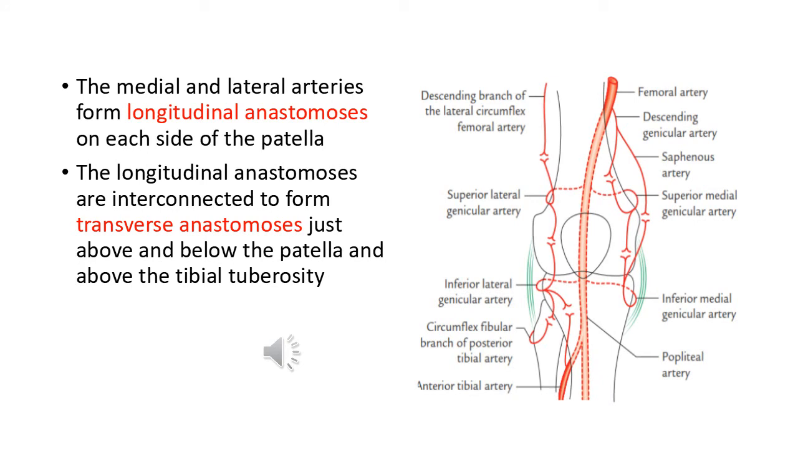On each side of the patella, we can see the longitudinal anastomosis by the medial and the lateral arteries. This longitudinal anastomosis that is seen on each side of the patella is interconnected to form a transverse anastomosis just above and below the patella and above the tibial tuberosity.